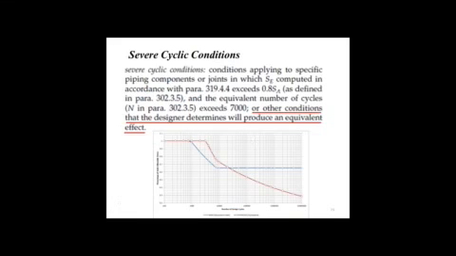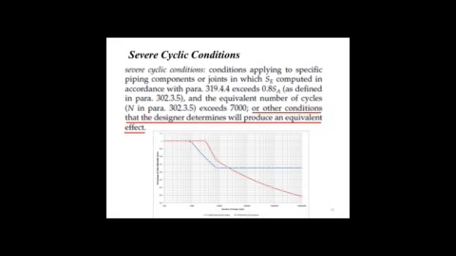Now, what I wanted to do was include severe cyclic condition discussions. The B31.3 code talks about severe cyclic conditions and gives you a number of criteria that you have to satisfy. It does say that you, as the designer, have to decide if you exceed 0.8 SA in 7,000 cycles, or other conditions that you as the designer determine will produce an equivalent effect.